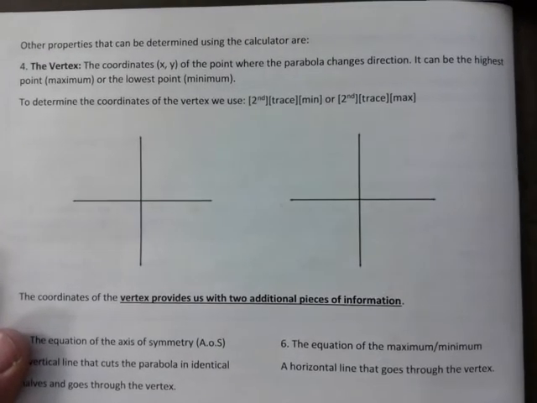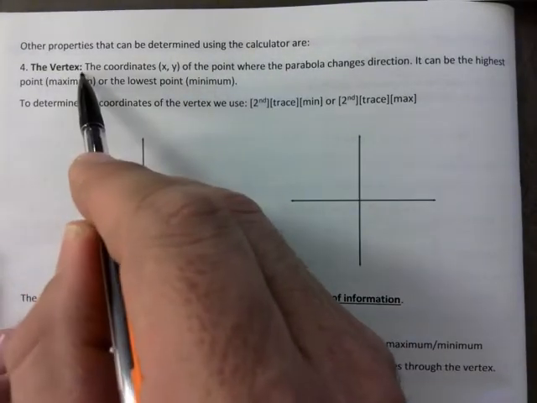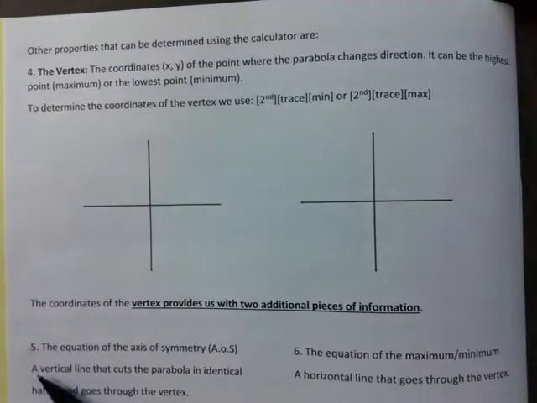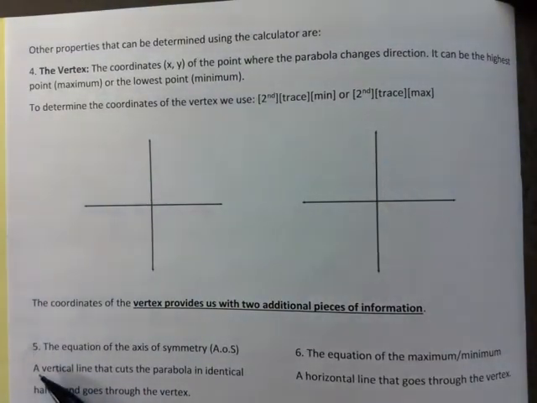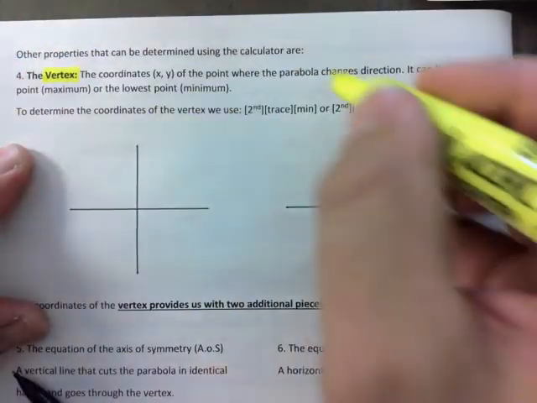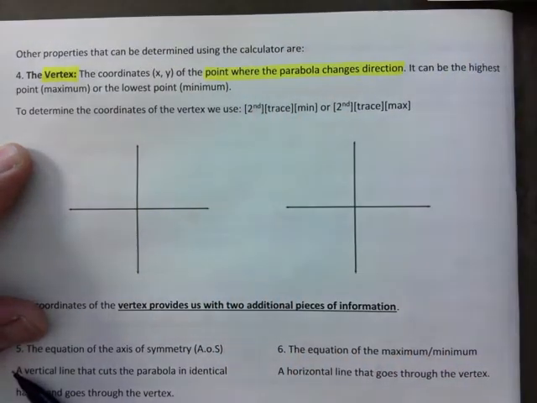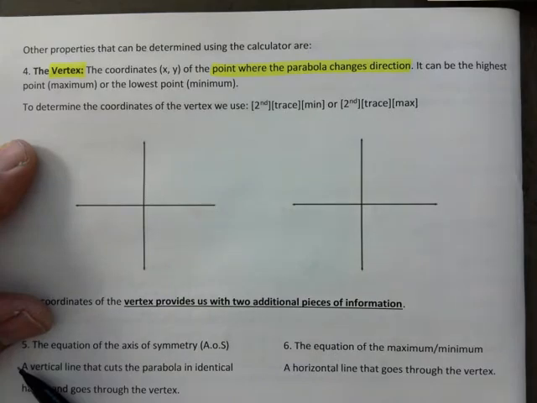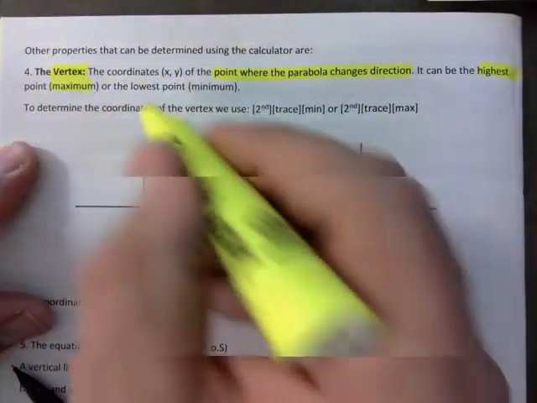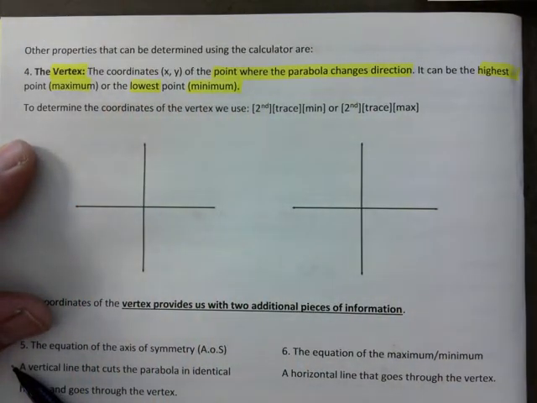Let me just focus in a bit. Okay, other properties that can be determined using the calculator are the vertex, the coordinates x, y of the point where the parabola, here this is very important, I can use my yellow highlighter, I'm so happy. The vertex, what is it? It is the point where the parabola changes direction. Okay, that is important. It can be the highest point, which is the maximum, or it could be the lowest point, which in that case would be the minimum. It can't be both. It can only be one or the other.